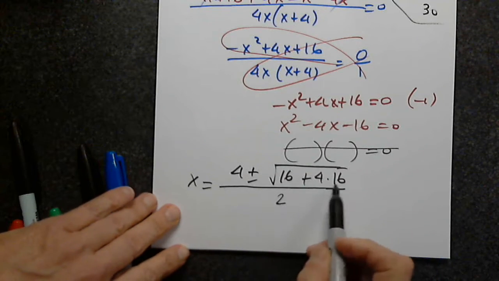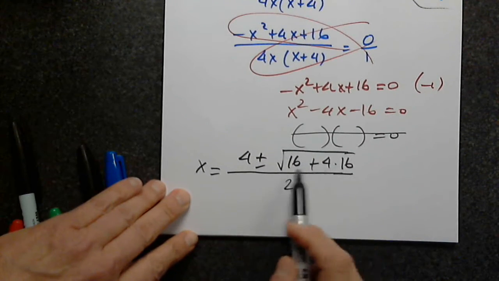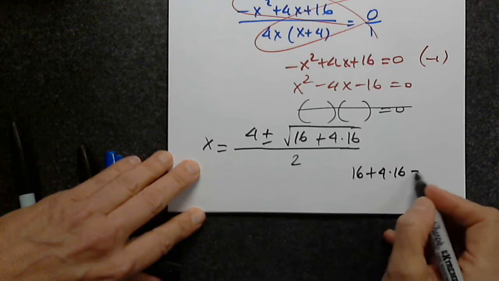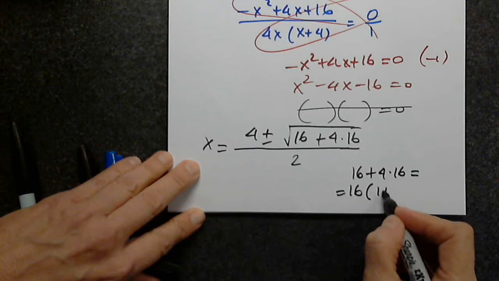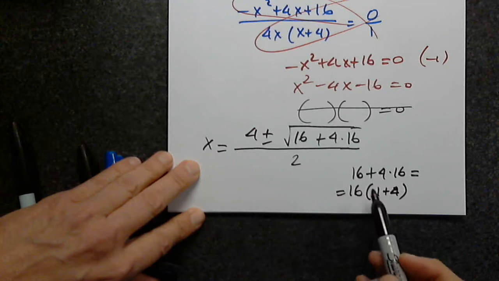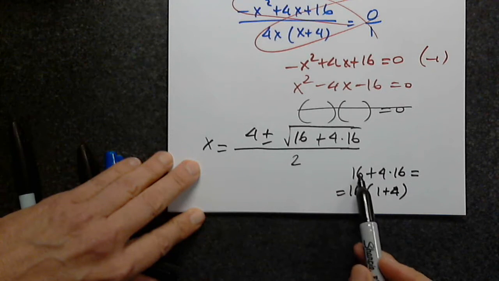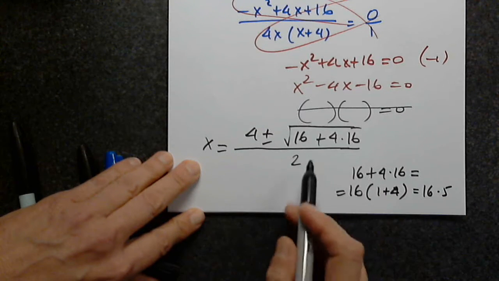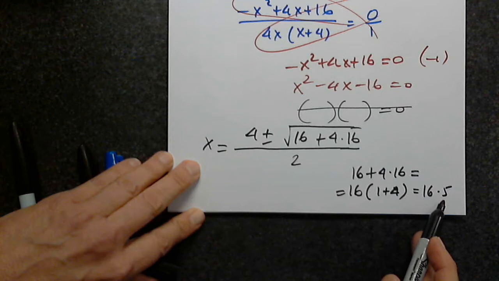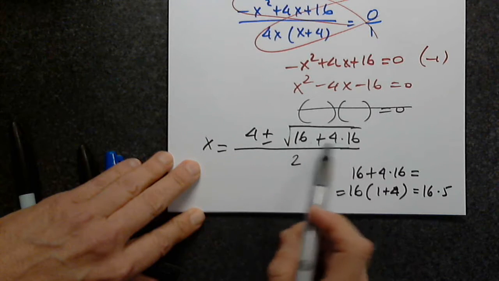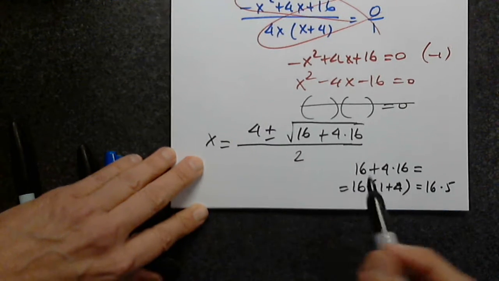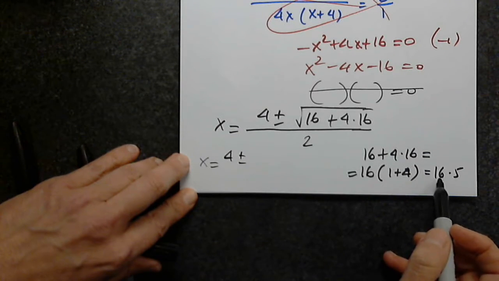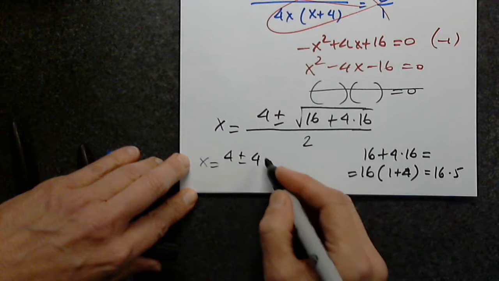Good. So again here, because it's easier, I'm going to factor out 16. From 16 plus 4 times 16, I'm going to say this is 16 times 1 plus 4. Factor out 16: 16 times 1 and 16 times 4. Why do I do that? Because it's easier to take the square root of 16 times 5. I cannot simplify this in any other way. So I will say x equals 4 plus or minus the square root of 16, which is 4, times the square root of 5.